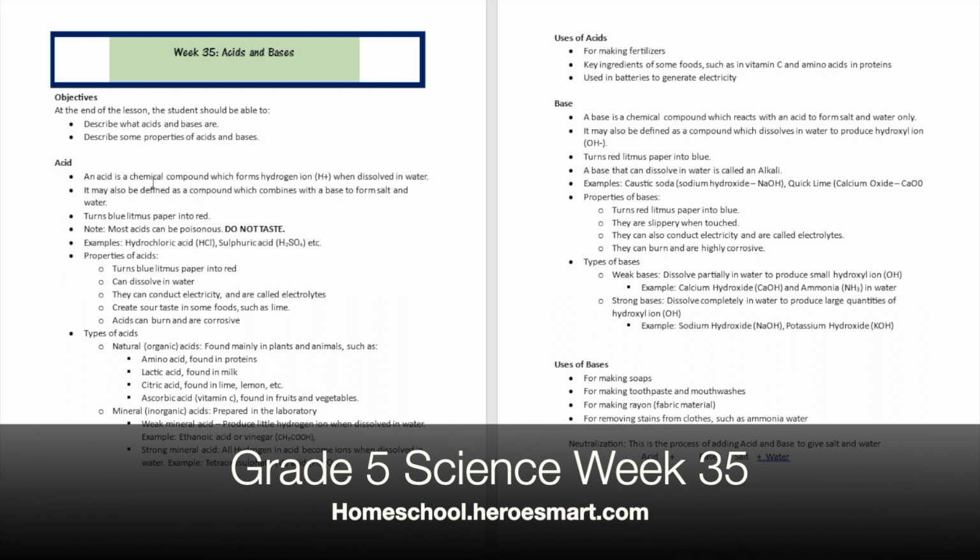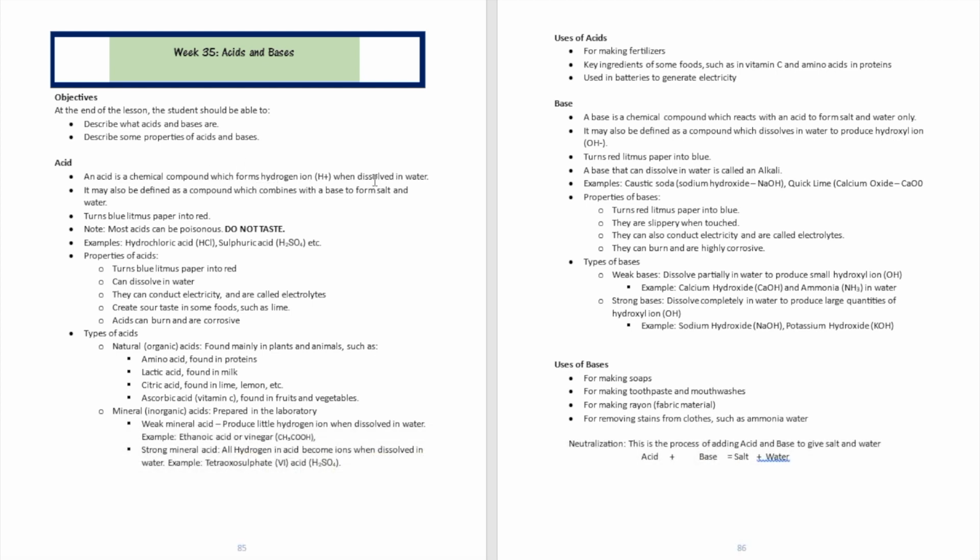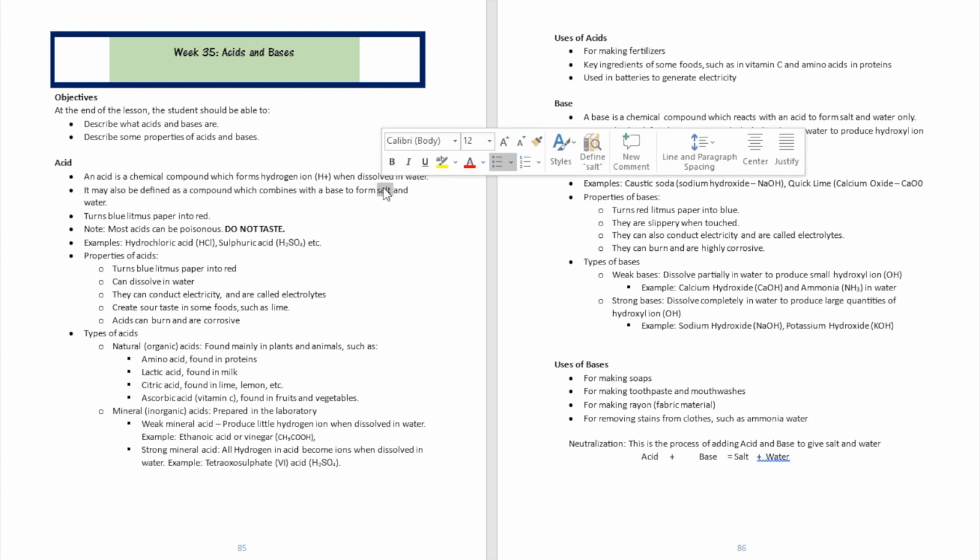An acid is a chemical compound which forms hydrogen ion when dissolved in water. It may also be defined as a compound which combines with a base to form salt and water. Now the salt we're talking about over here is going to be inclusive of natural salt, but then it's inclusive of other types of salts as well.